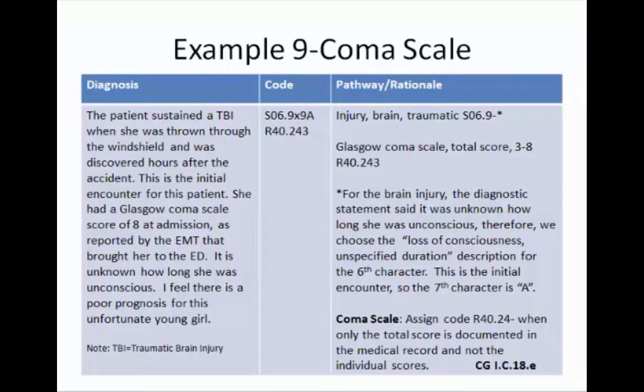So we code the brain injury. I've walked you through how we get those codes, and the Glasgow Coma Scale with a total score. In this case, her total score was 8. It falls within the range of 3 to 8. And when you look in your alphabetical index, you'll see the ranges there. The lower the score, the poorer the outcome. Because in the diagnostic statement we were told we don't know how long she was unconscious, we have to choose the loss of consciousness unspecified duration description for the 6th character, and the 7th character is A for our S06 code.